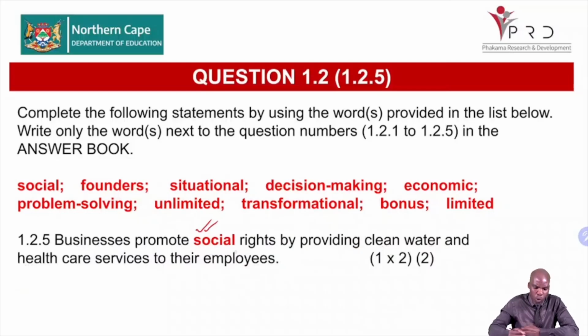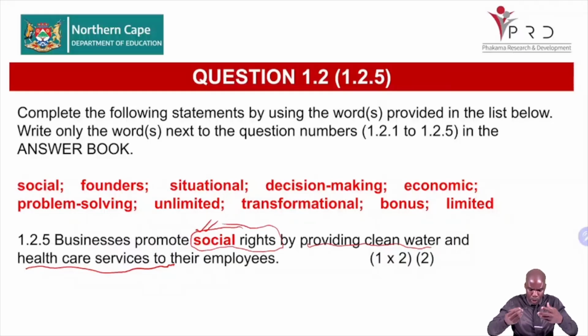Someone may ask, why are these referred to as social rights? There are terms that we can use interchangeably with social rights, for instance, terms like human rights or labor rights. These are rights that specifically focus on access to essential services and benefits that provide the social welfare of employees in the workplace. So this is why we refer to the provision of clean water and healthcare services as part of social rights. These help promote the social welfare of the workers.